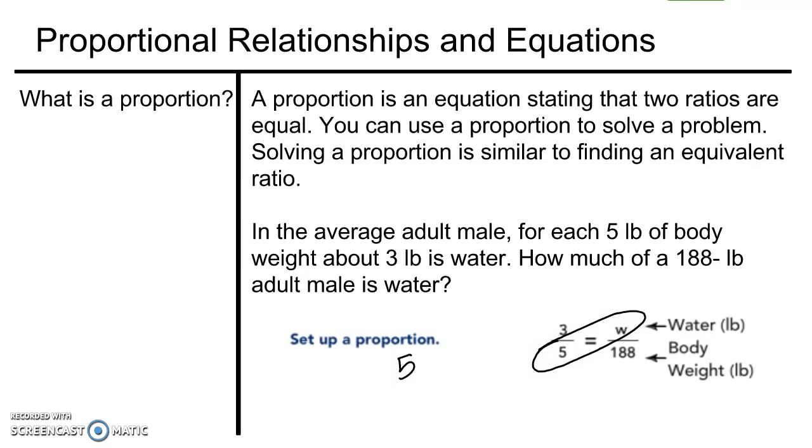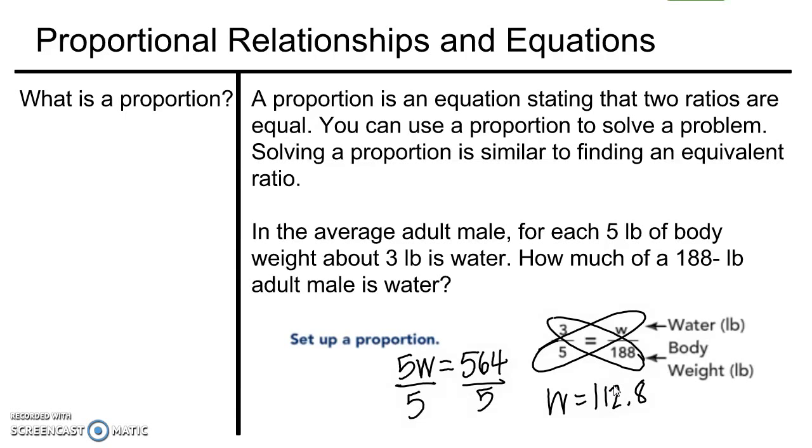5 times W is 5W. 3 times 188 is 564. That's what I did here. Then I just have a one-step equation to solve. So I divide by 5, divide by 5. 564 divided by 5 gives me 112.8. Okay, so solving a proportion, setting it up and solving, I cross multiply, and then I divide.